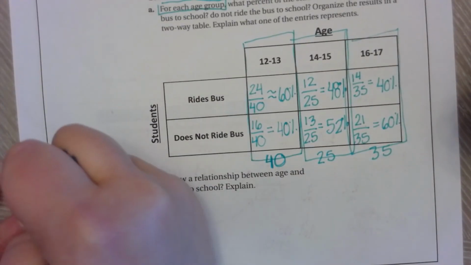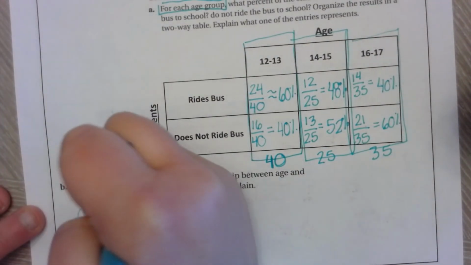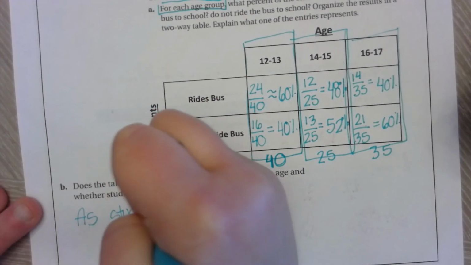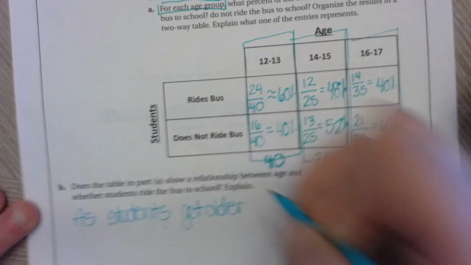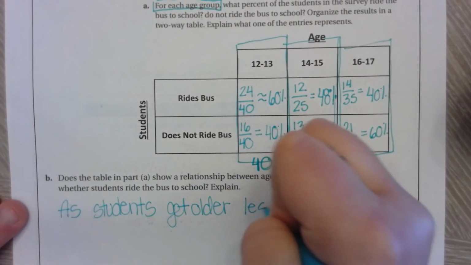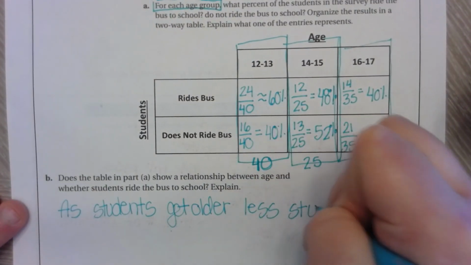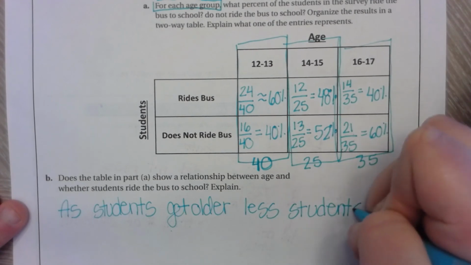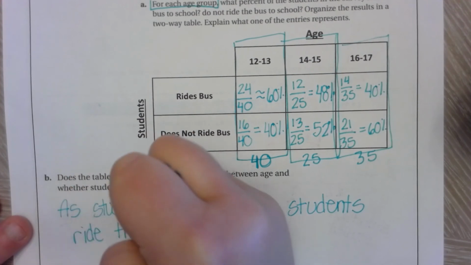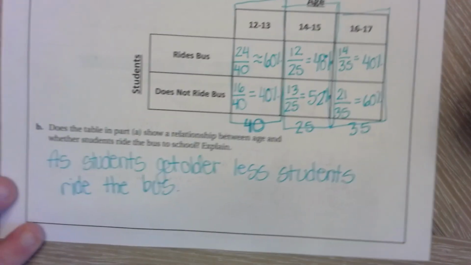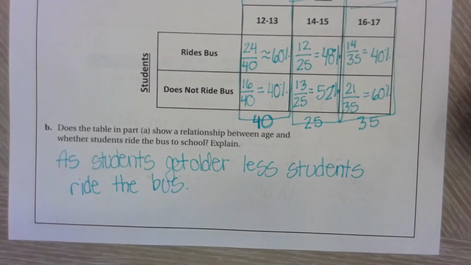So I would say as students get older, fewer students ride the bus. If we think about that and compare it to real life, think about what's happening to 16 and 17-year-olds. A lot of them are getting their licenses. So that might be why fewer of them are riding the bus.